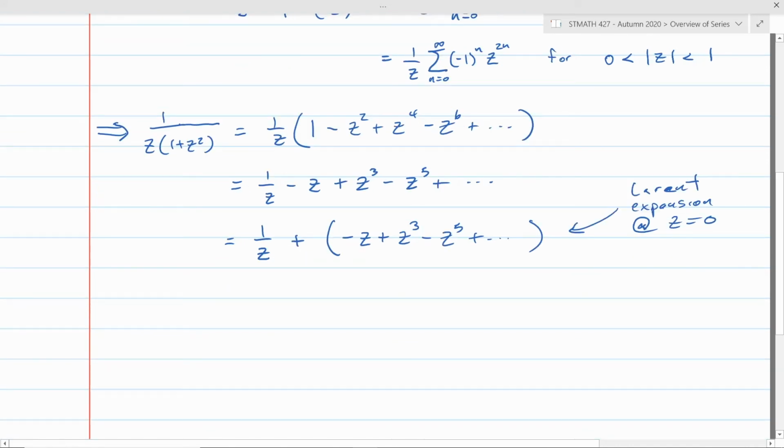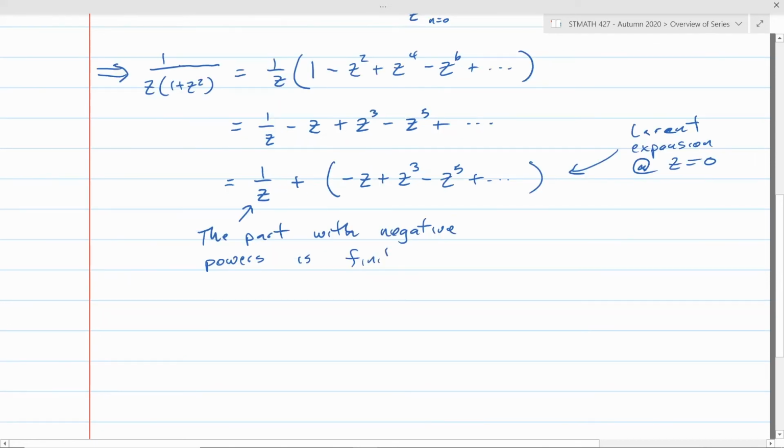And then the part of the Laurent expansion with negative powers of z is finite. Most of those coefficients, the b sub n's, are equal to 0. So this often happens when we're looking at rational functions.